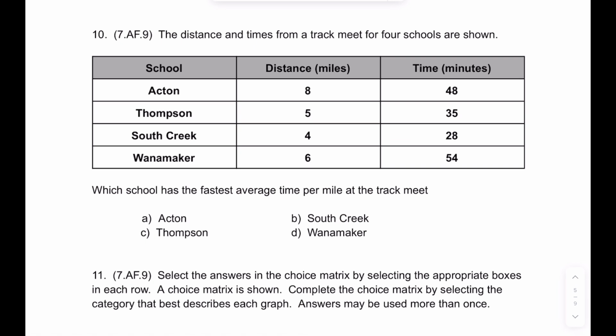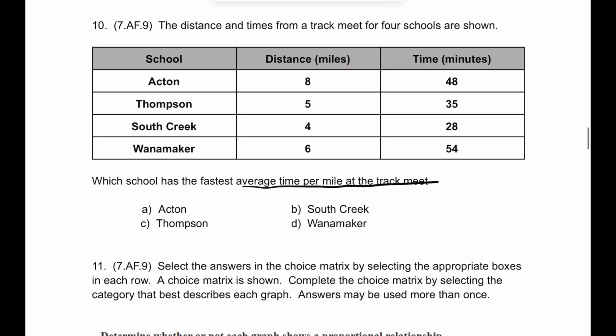All right, so the distance and times from a track meet for 4 schools are shown. It says which school has the fastest average time per mile, okay? Now, this is, I believe, given to you in an average already, so we're just going to go ahead and see who has the best average time per mile, okay?